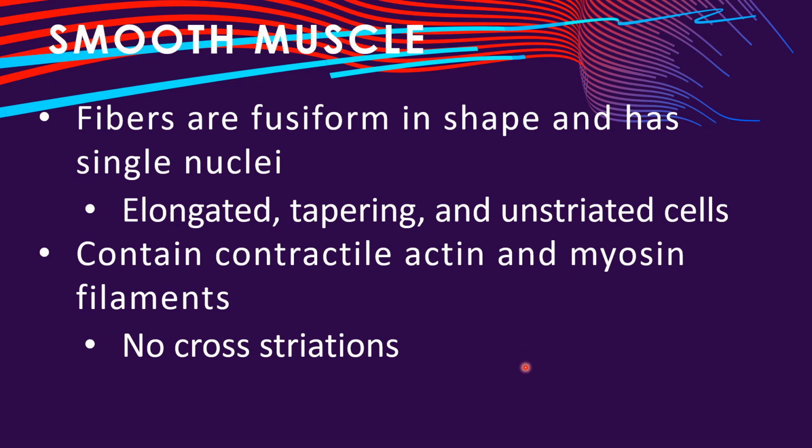This one also contains contractile proteins, actin and myosin filaments, but they are not arranged in such a way as to produce cross striations.